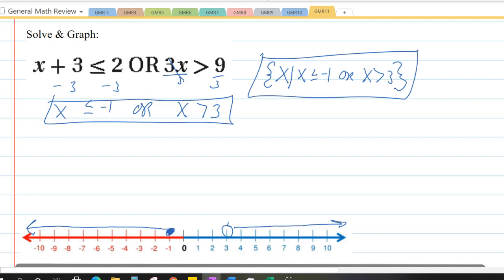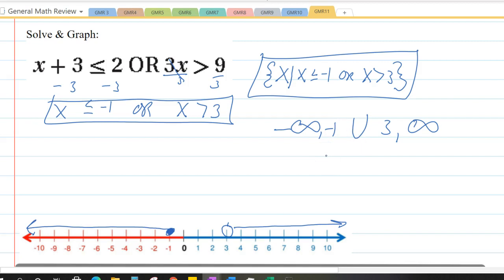So the next method of writing it is reading from left to right. Well, how far to the left do we go? It keeps going and going to negative infinity. So we would say we're going from negative infinity all the way up to -1. Union, and then we're going from 3, and it's going to keep going to infinity, so I write the infinity symbol. Now I need my brackets.